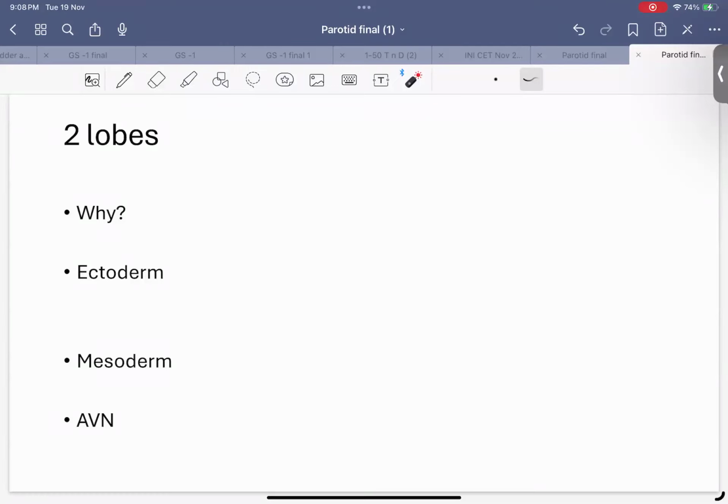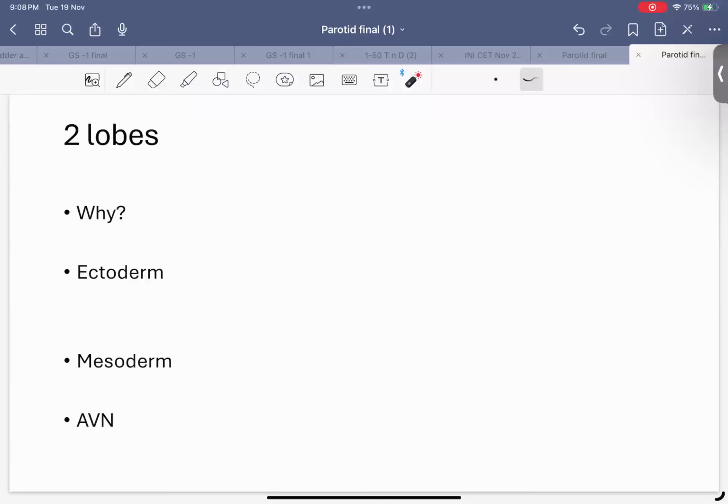Why two lobes? Why is it that only the parotid has two lobes? Why is this not there with, let us say, the submandibular gland? Now we know that the submandibular gland has the lingual nerve and hypoglossal nerve associated with it, but why doesn't the nerve run through the gland? Why is it only next to it in the submandibular, whereas in the parotid all these structures run through the parotid?